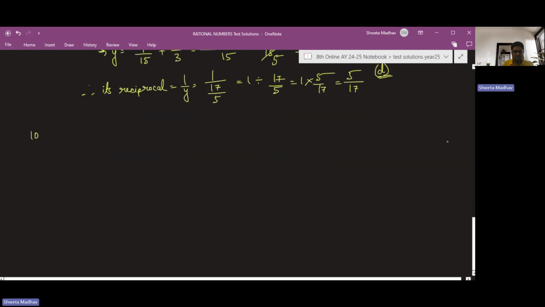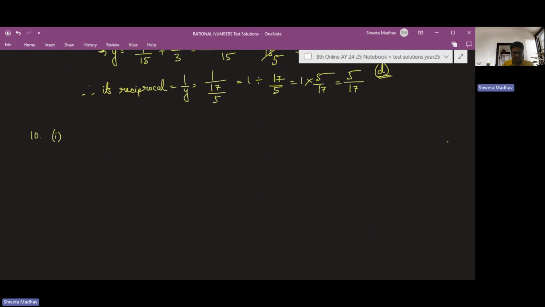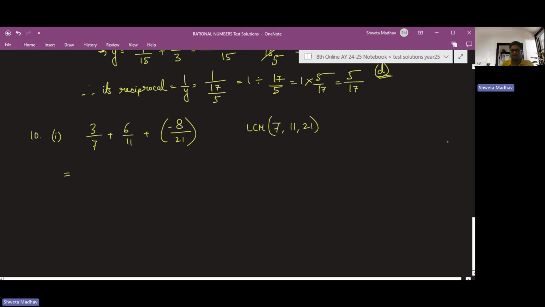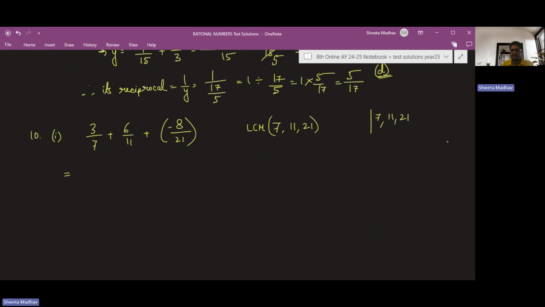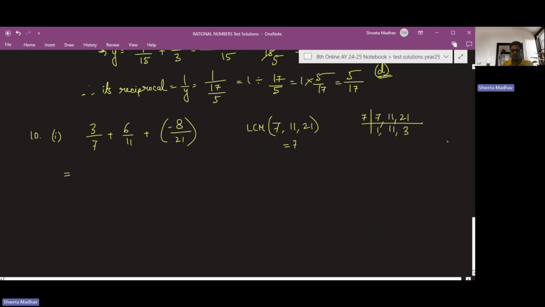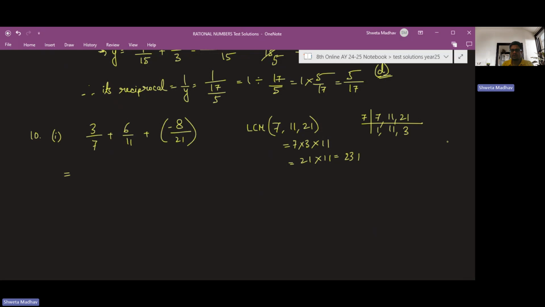Then in question number 10, part 1, it has been told to find the value of 3 by 7 plus 6 by 11 plus minus 8 by 21. Now here we have to take the LCM of the denominators. So we have to find the LCM of 7, 11 and 21. The LCM will be 7 into 3 into 11, which is 21 into 11, which is equal to 231. So the LCM is 231.